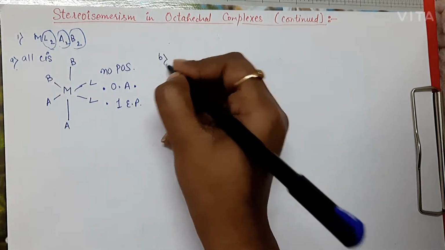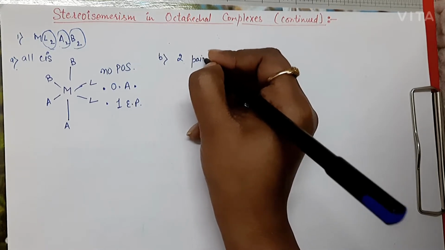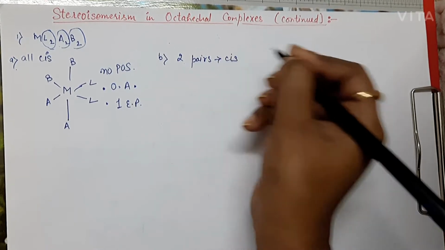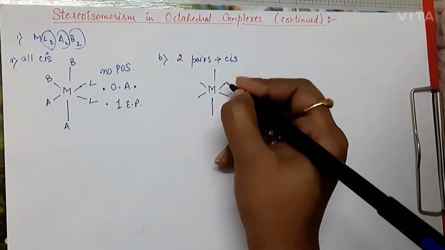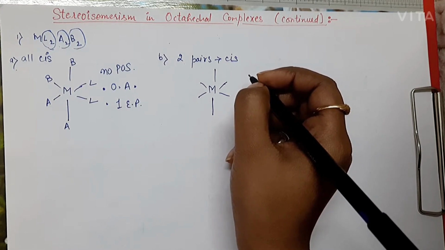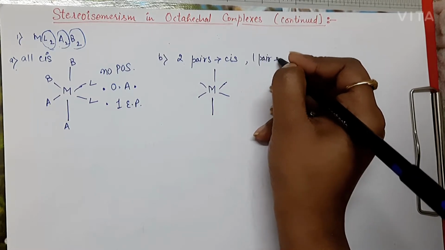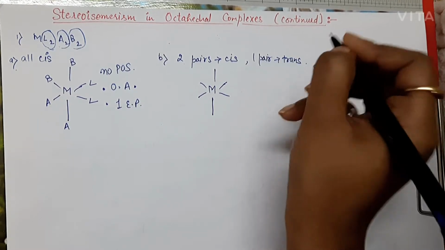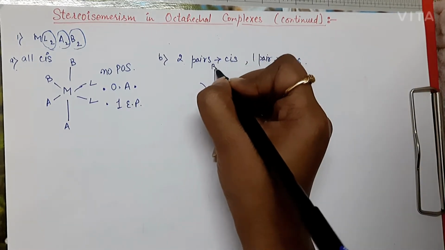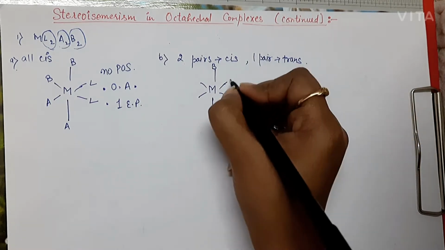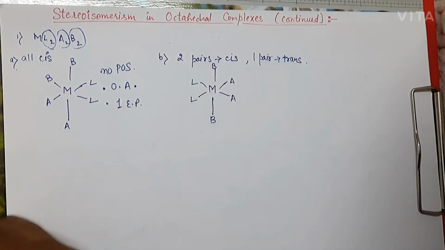Now secondly I will try to make two pairs having cis positions. I'm going to provide two pairs the cis positions and one pair the trans position. So first I'll place the pair having the trans position. Suppose B is getting trans position. So A is getting cis position like this and L is getting cis position like this.